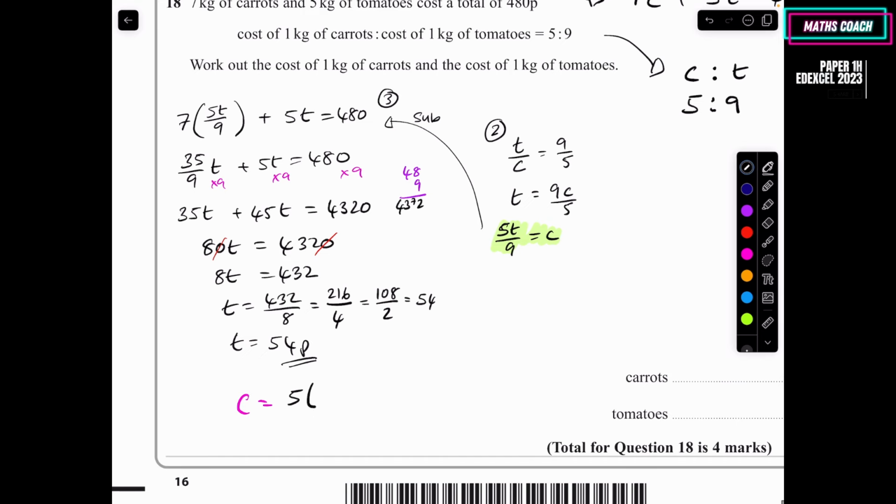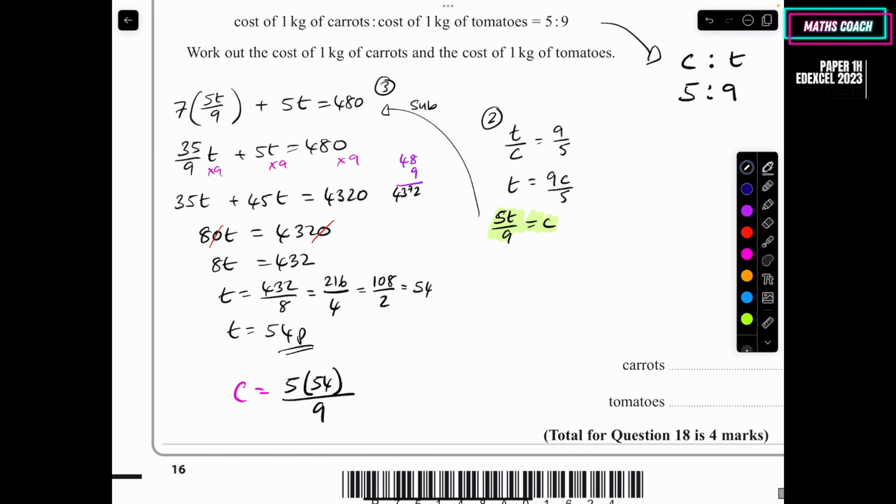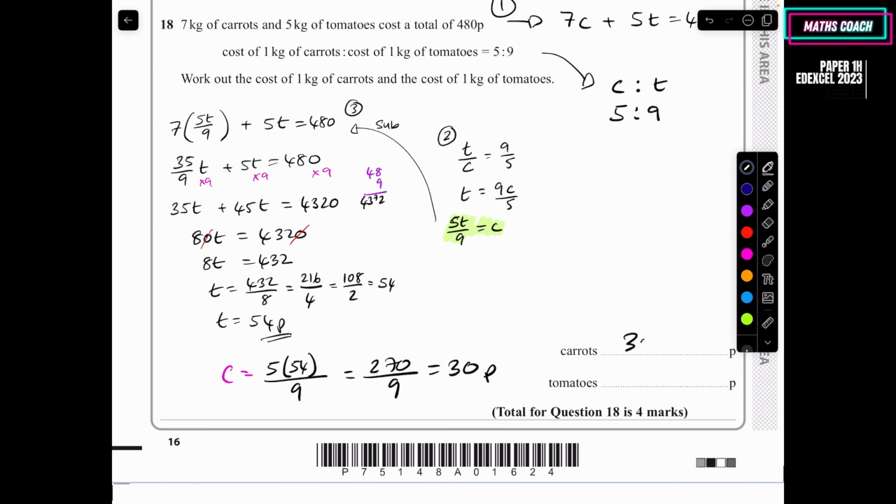5 times t, and t is 54, divided by 9. Okay, so 5 times 54, we can do 54 times 10, which is 540, and then divide that by 2. 540 divided by 2 is 270, over 9. And then here, hide that 0, and 27 divided by 9 is 3. So put the 0 back, that's 30. So it's 30p. So the carrots is 30p and the tomatoes are 54p.